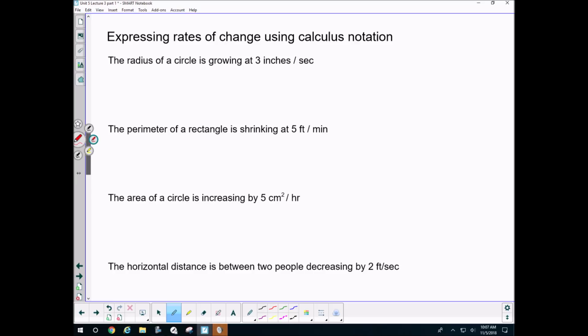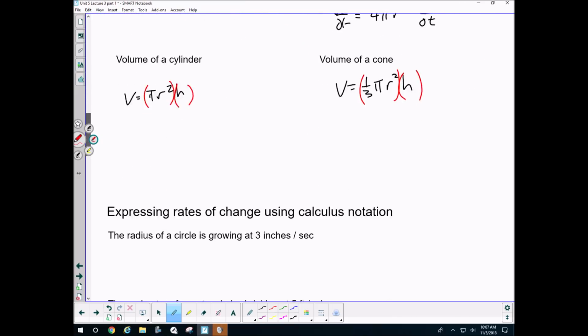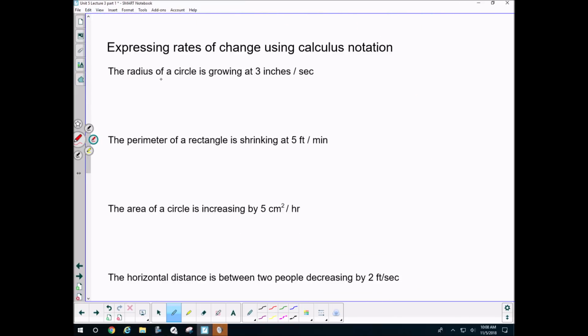In word problems, typically teachers say, write everything down that's given. Well, you'll be given stuff like, the radius of a circle is growing at 3 inches per second. But you're going to say, that's not r equals 3. It is the rate at which the radius is growing. That would be dr dt is 3. It's a growth rate. dr, change in r, dt, change in time. This is how fast the radius is changing at a specific moment in time. They're telling us it's 3.